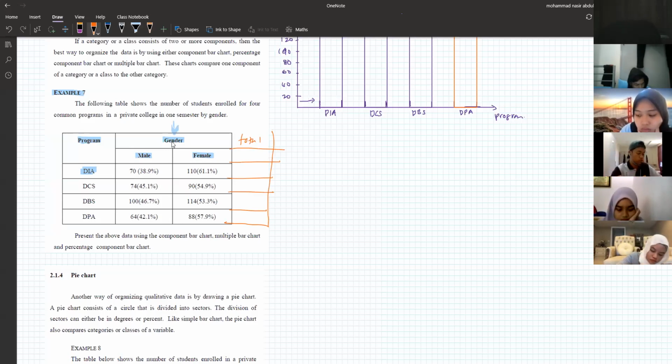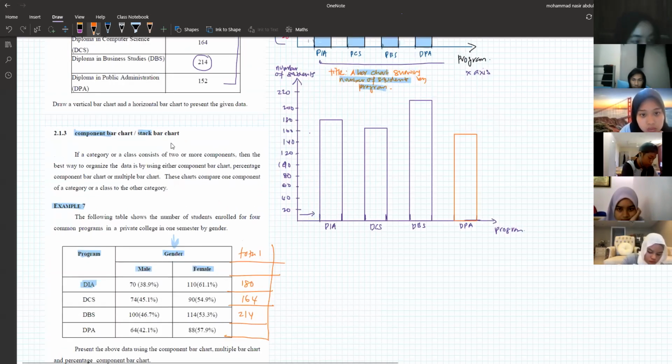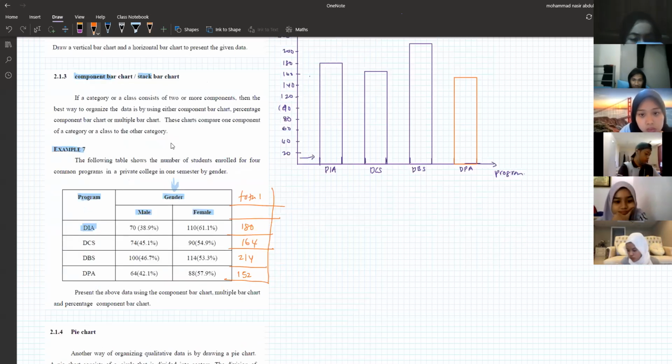So this one should be 110 plus 70 is 180. And this one should be 164, and this is 214, and the last one is 152. So you need to have a total for each category. This is the main category, which is our program. Program is our main category. So this is a sub or group category. You have male and female, category 1, 2, and 3.